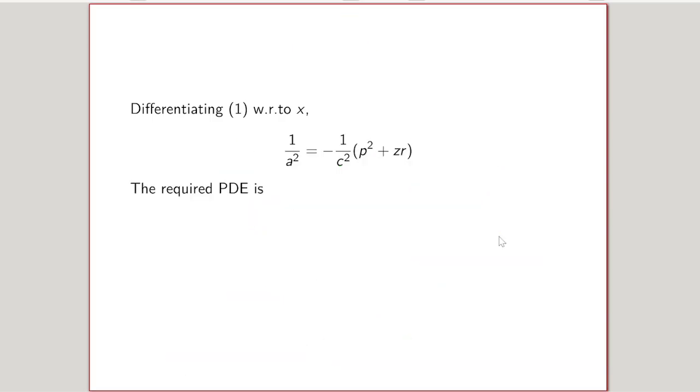So we'll be getting this term, and the required PDE is nothing but zp equal to x into (p squared plus zr).